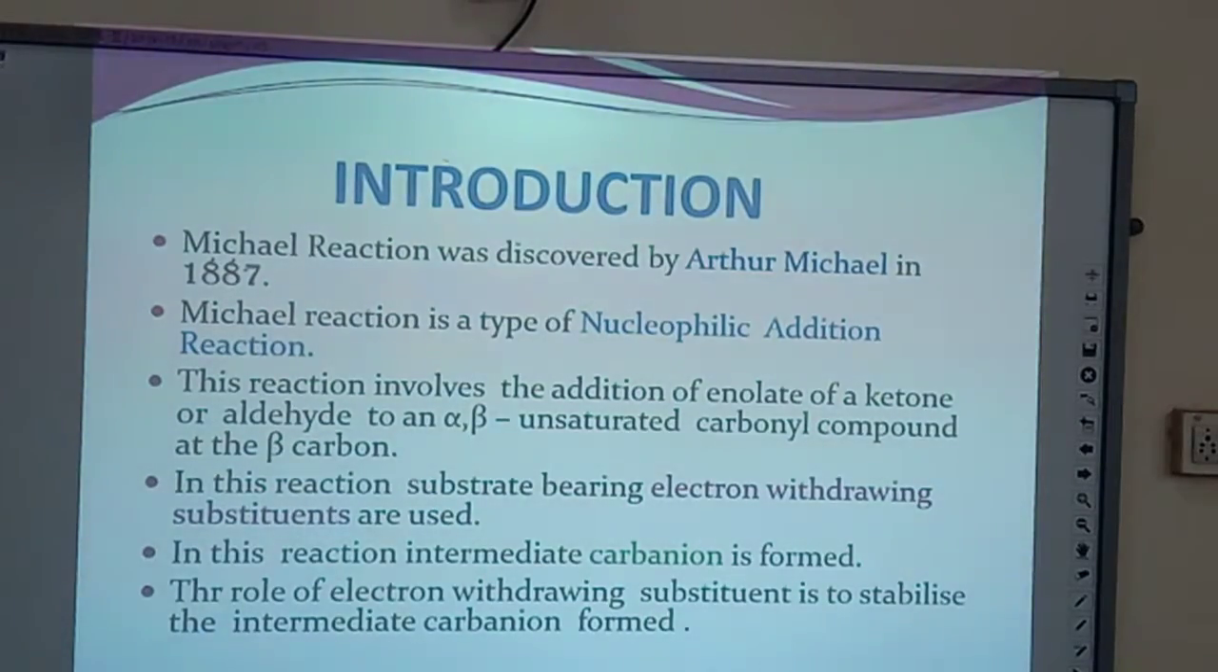The Michael reaction was first discovered by Arthur Michael in 1887. The Michael reaction is a type of nucleophilic addition reaction. This reaction involves the addition of an enolate of a ketone or aldehyde to alpha beta unsaturated carbonyl compounds at the beta carbon of the substrate.